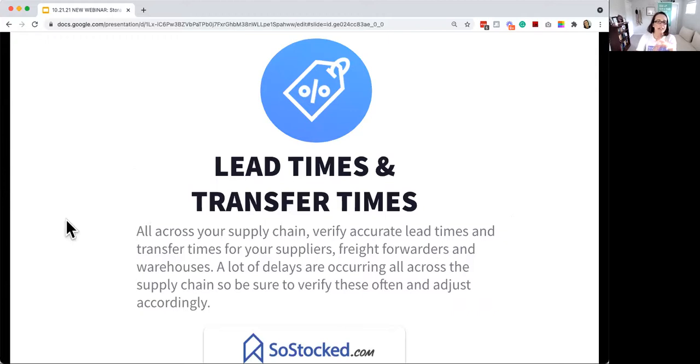All right, now lead times and transfer times. These are two different things; we use them to mean two different things. We like to refer to lead time as what it takes for you to order your product and move it into Amazon. Transfer time means the point at which you need your warehouse to ship your order from their warehouse into FBA.